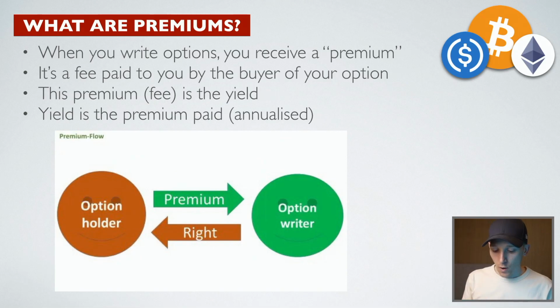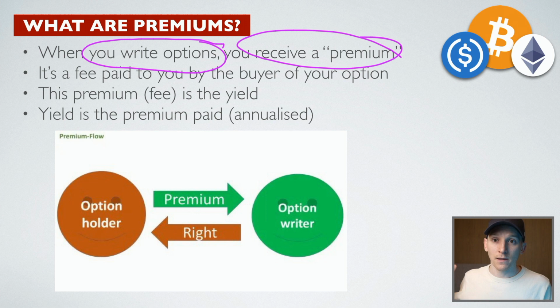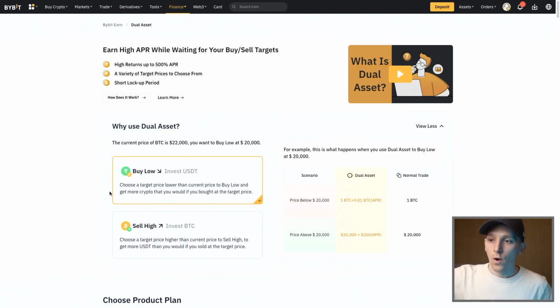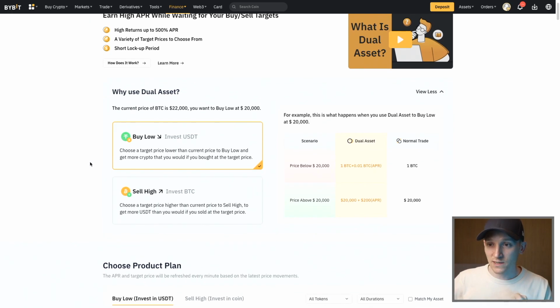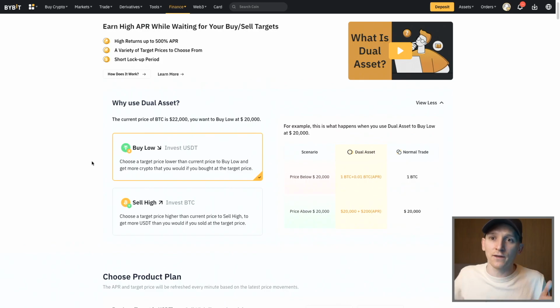This is how it works. When you write options or you give someone else the option to do something, you receive a fee. They pay you a fee for the option, and that is known as a premium. The fee that you receive is the yield. And so as we can see here, when you see these crazy high APRs, what they're doing is taking a premium fee that you receive for maybe 1, 2, 3, 4 days until the option expires, and they're putting that as a yearly figure saying, wow, 150% a year.